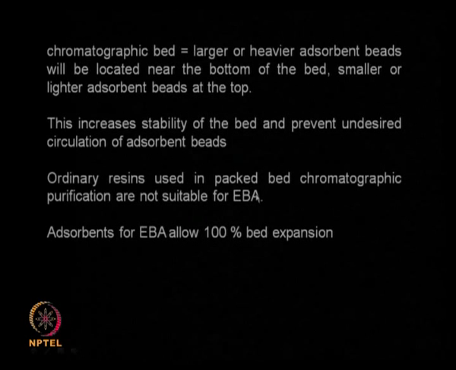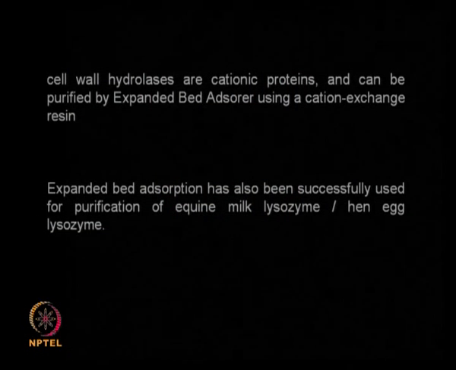We need to select the adsorbent so that you can get almost 100% bed expansion. That means, if the original stationary bed is say 10 liters, by expanding the bed you may be able to achieve almost 20 liters of expanded bed. So, you need to put a proper adsorbent into these types of beds. It is used in many applications, for example cell wall hydrolysis, where cationic proteins can be purified using this type of expanded bed. Here you can use a cation exchange resin for this operation, and it has also been used in many literature examples for purifying hen egg lysozyme, equine milk lysozyme and so on. So, this technique has been found to be very useful for purification.